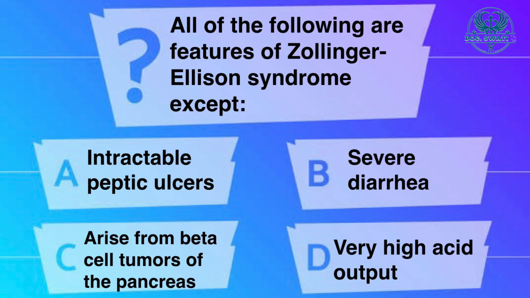All of the following are features of Zollinger-Ellison syndrome except option A, intractable peptic ulcers, option B, severe diarrhea, option C, arise from beta cell tumors of the pancreas, or option D, very high acid output. So which option do you think is the correct one? Well, yes, option C, arise from beta cell tumors of the pancreas is the correct option.